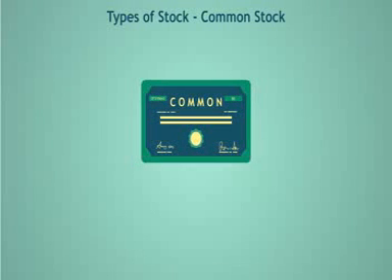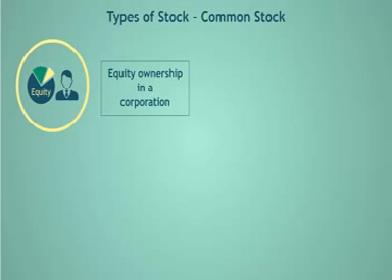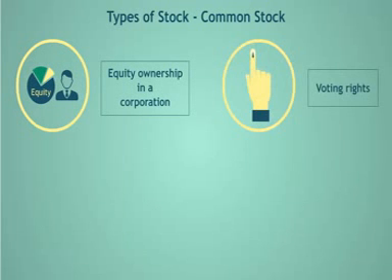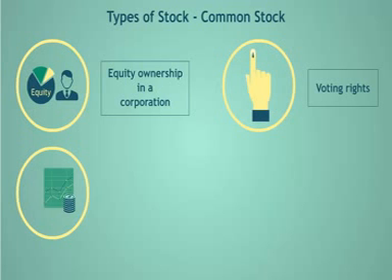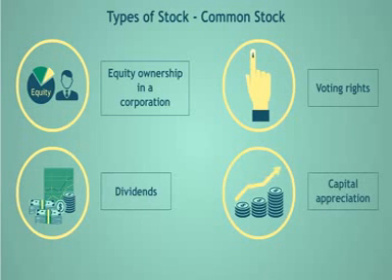Common stock is the sum of securities. It represents the shareholders' equity ownership in a corporation, provides them voting rights, and entitles them to a share of the company's success through dividends and/or capital appreciation. The individual can exercise this voting right during the election of directors.